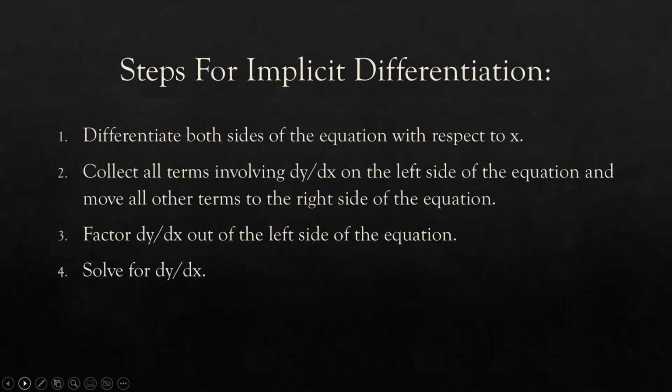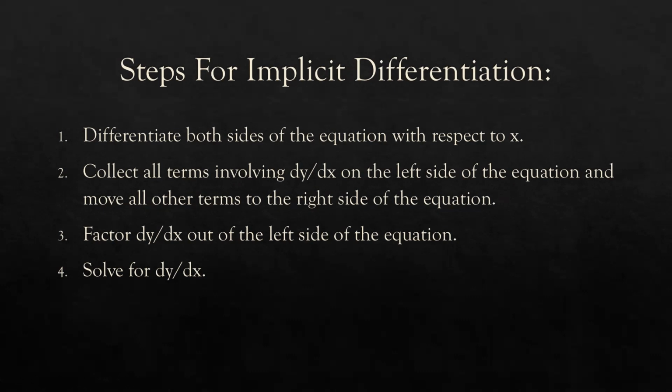And I will show you, these are the steps for implicit differentiation. So step 1 says differentiate both sides of the equation with respect to x or time or whatever they want you to take the derivative in respect to. Step 2: collect all terms involving dy dx on the left side of the equation or the right side, as long as you have dy dx on one side, and move all the other terms on the right side of the equation.